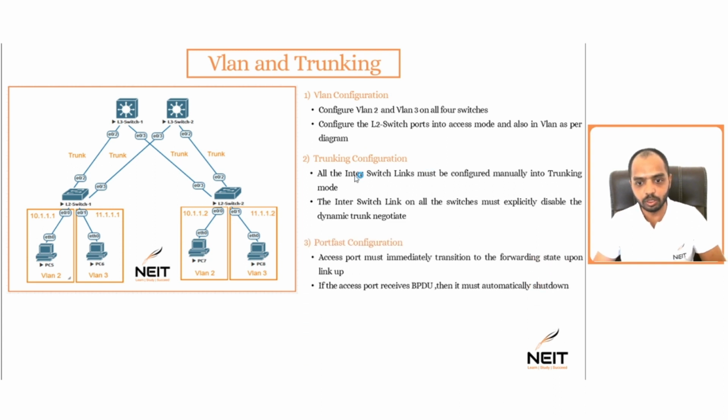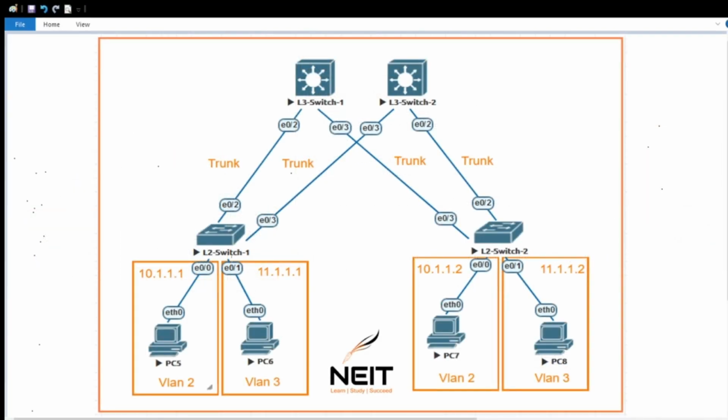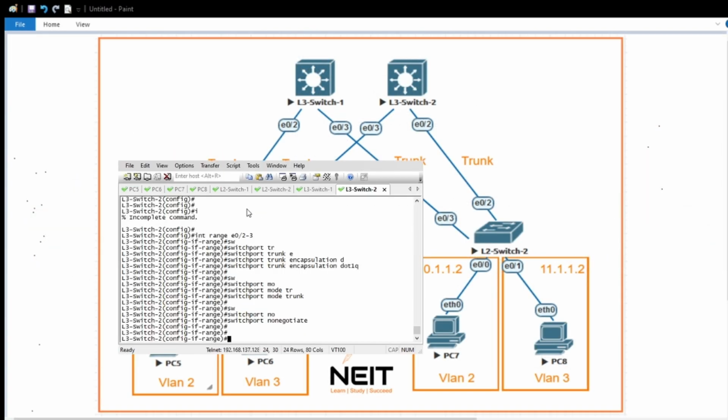Now the third task is for PortFast. All the access ports must immediately transition into the forwarding state upon link up, so you have to configure PortFast on all the access ports. Also, if an access port receives a BPDU, it must automatically shut down, so you have to configure BPDU guard also. These are my access ports. So let's start the configuration for PortFast.